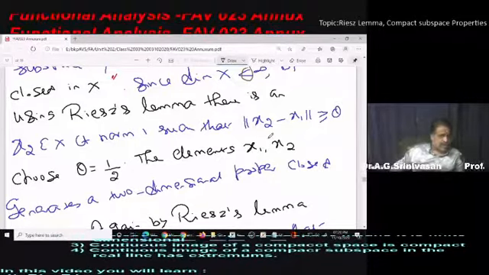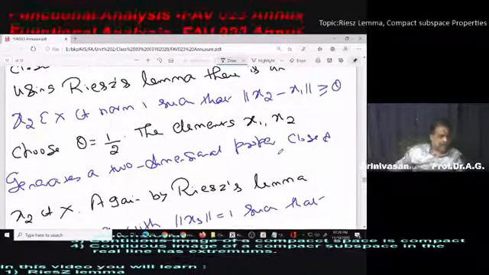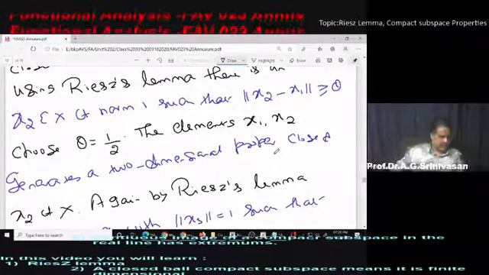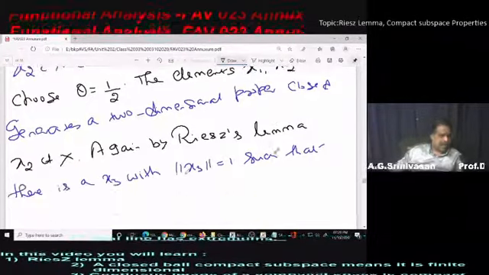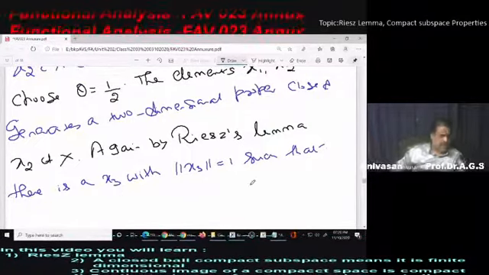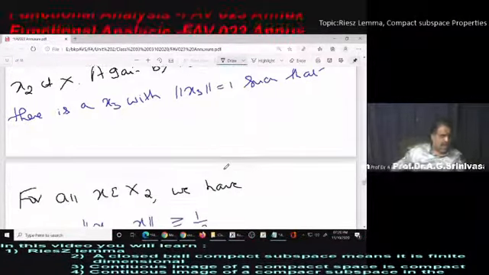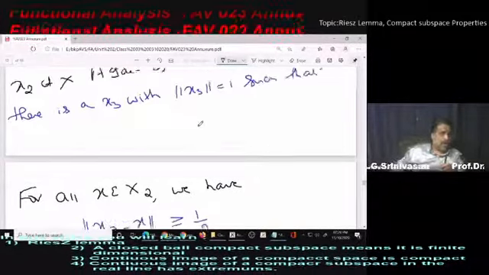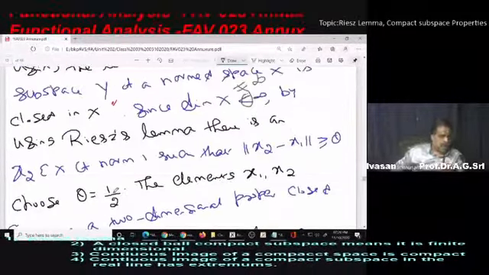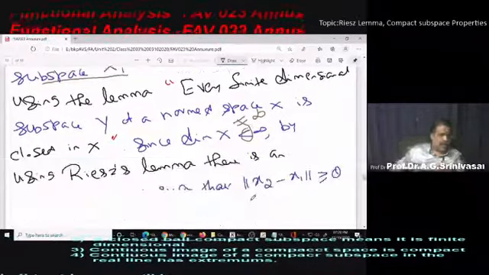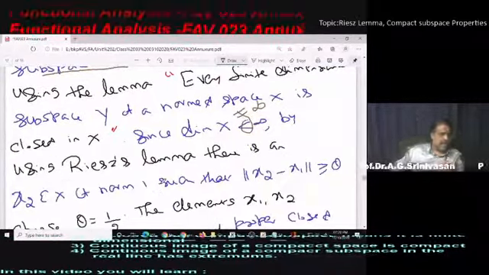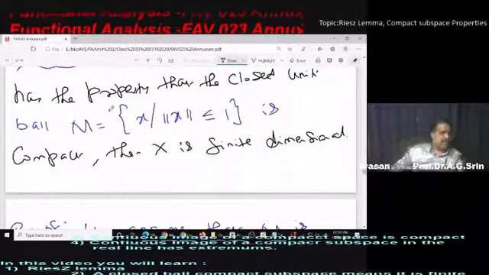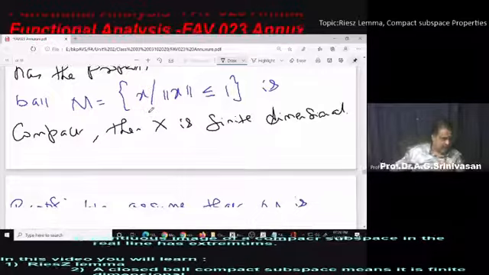Now this x1 and x2 generate a two-dimensional space, again being finite dimensional. Again this is closed. Again I'm using Riesz's lemma. You can find x3 such that norm x3 is 1 and norm x3 minus x is greater than or equal to half. Remember, norm x3 equal to 1, norm x2 is equal to 1, all that guarantees that this M is compact. I'm using the fact that it is a compact set. Okay, that's because of that.